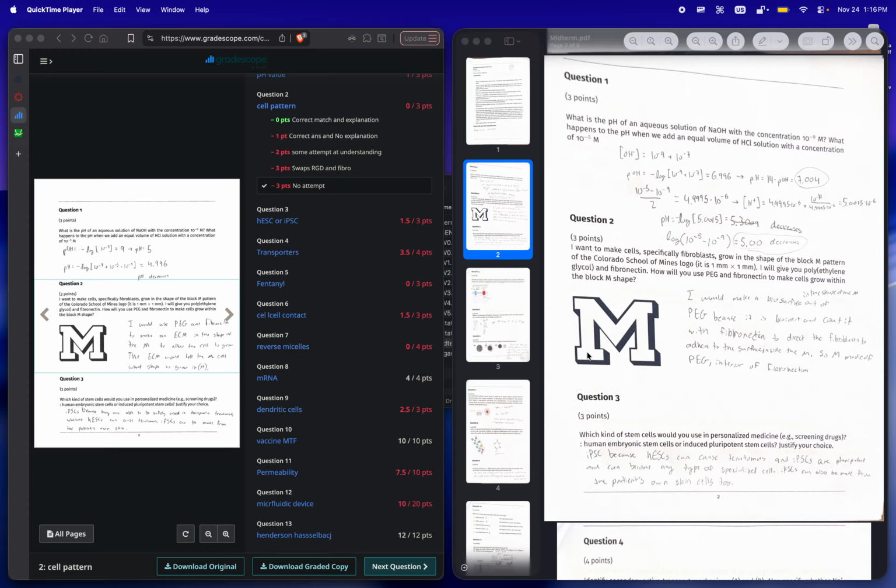For question 2, I'd make a frame out of the PEG. And this would create, it's a biomaterial, so it would create a framework, and I would coat it in the fibronectin, and that would direct the fibroblasts to grow here in the shape of the M.